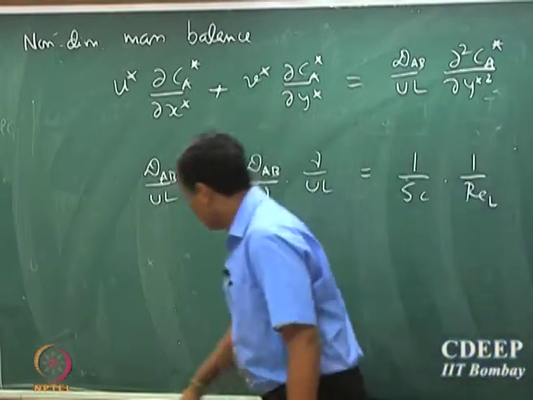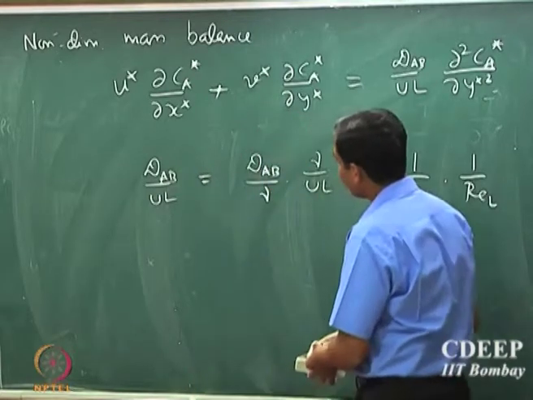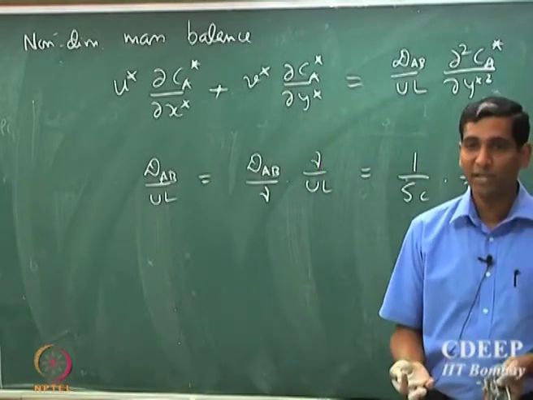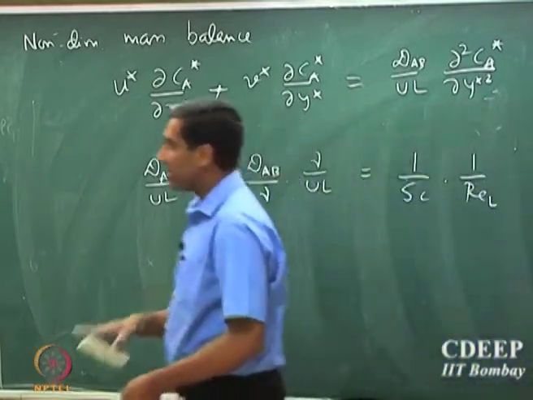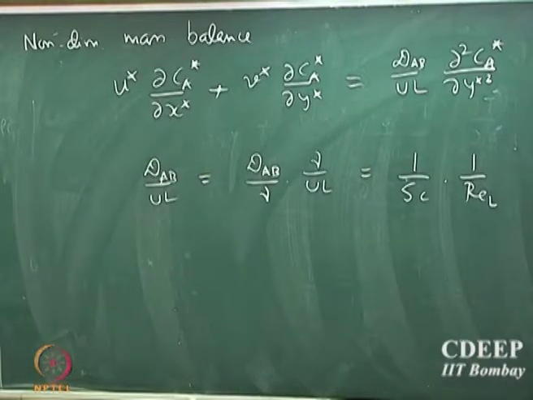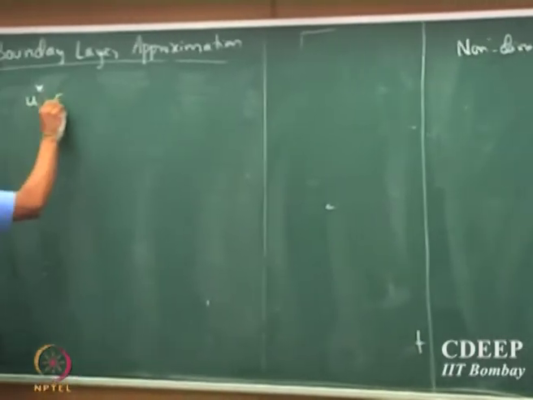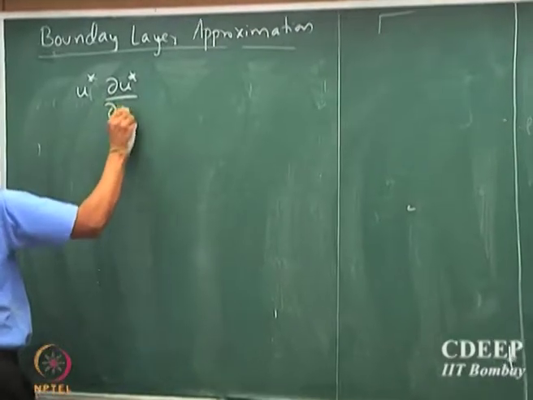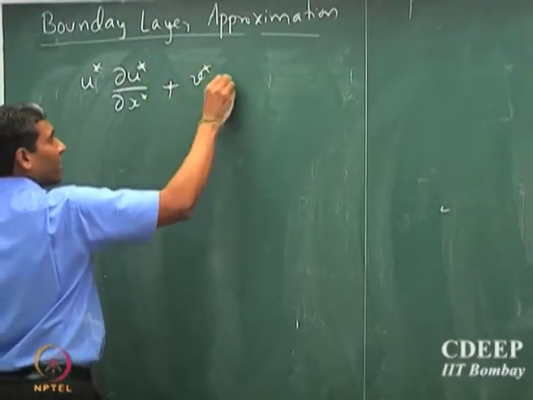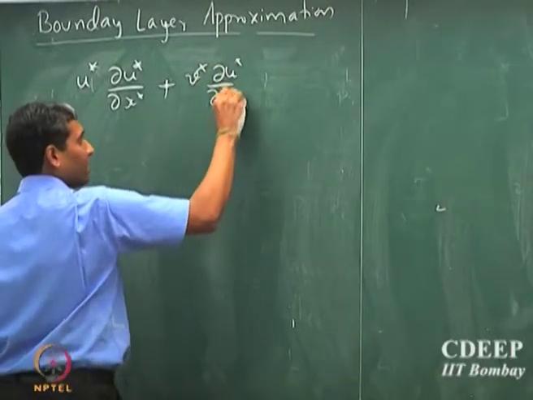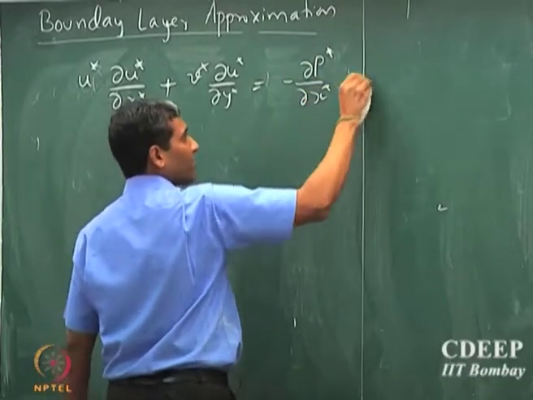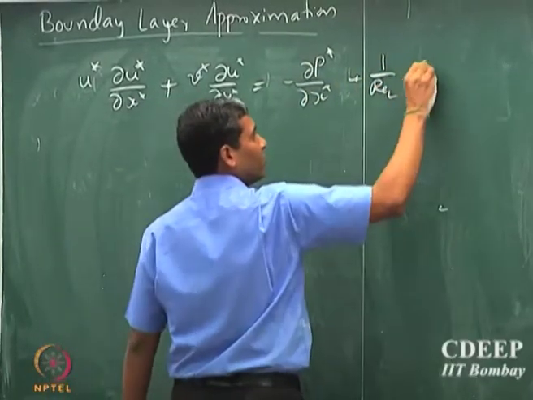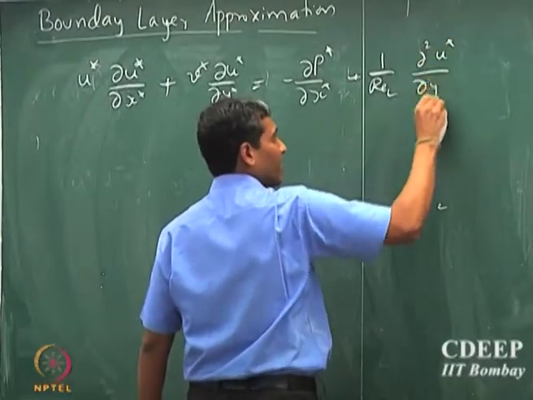Okay. So if I write down all the balances, you can see that there is a strong similarity between the heat transport, mass transport and the momentum transport. Okay. So there is one caveat to it, which we will see in a short while. So if you see the momentum balance, it's u star du star by dx star plus v star du star by dy star, that's equal to minus dp star by dx star plus 1 by Reynolds number into d square u star by dy star square.